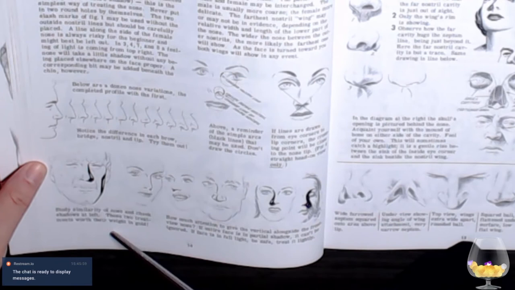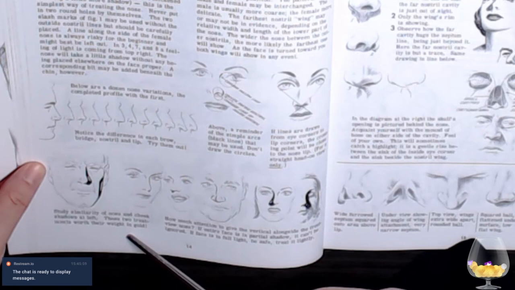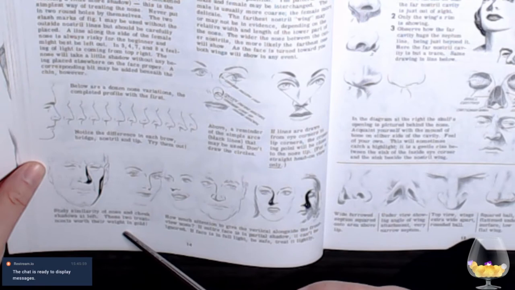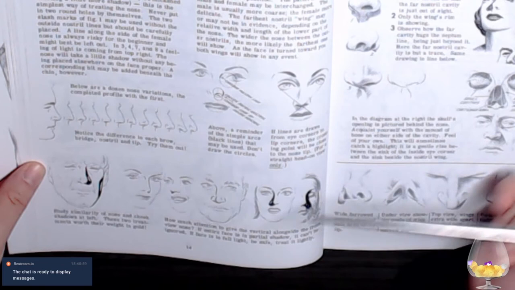Down here, let's see. Studies similarities of nose and cheek shadows at left. These two treatments worth their weight in gold. Interesting. So it's talking about different ways to shade the nose.